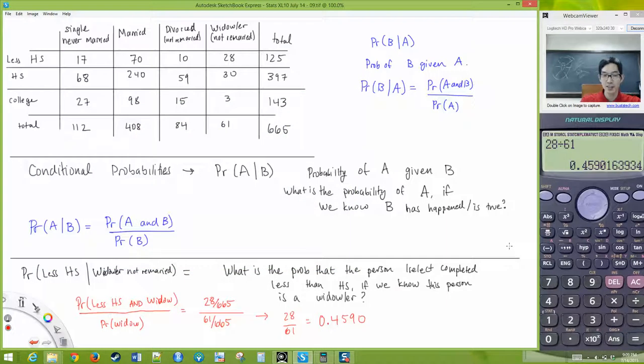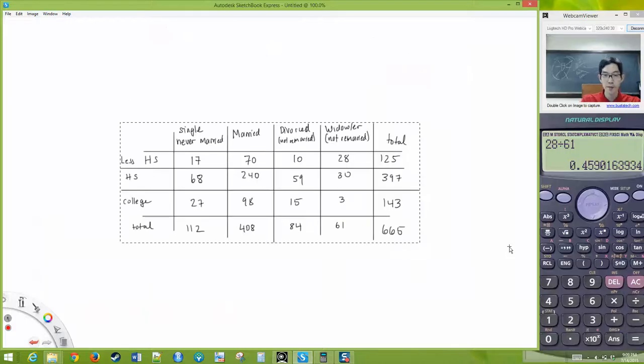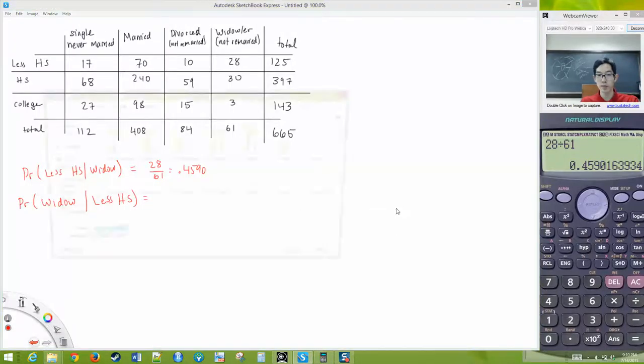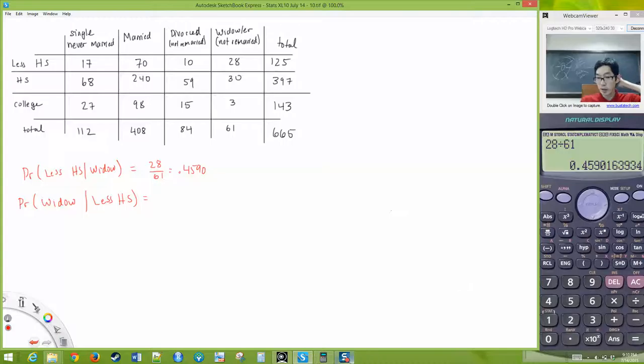All right, so let's try another one. We established probability of less than high school given widow is equal to 28 over 61, equal to 0.4590. I'm going to switch this around: probability of widow, meaning widow not remarried, given less than high school. So what is this? Take a moment to figure that out. I'm going to pause the video again. Some of you have got it right, others do not. Let's go over this.